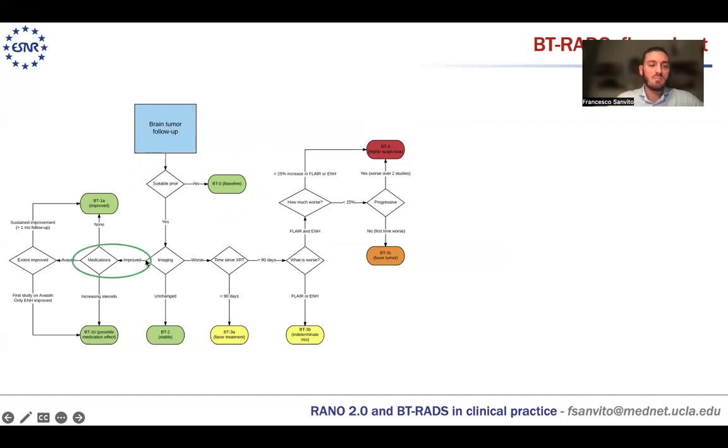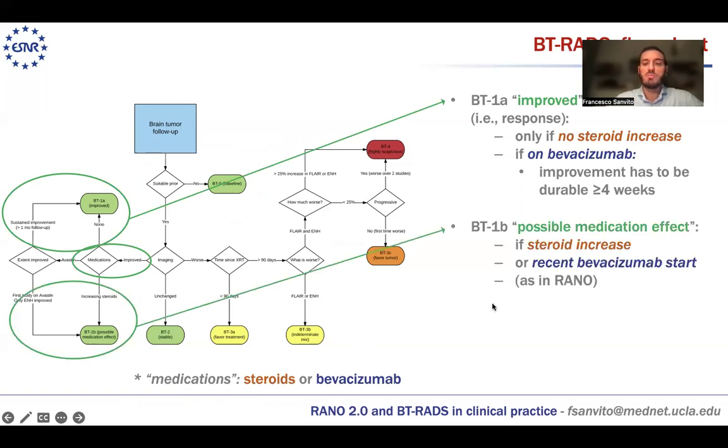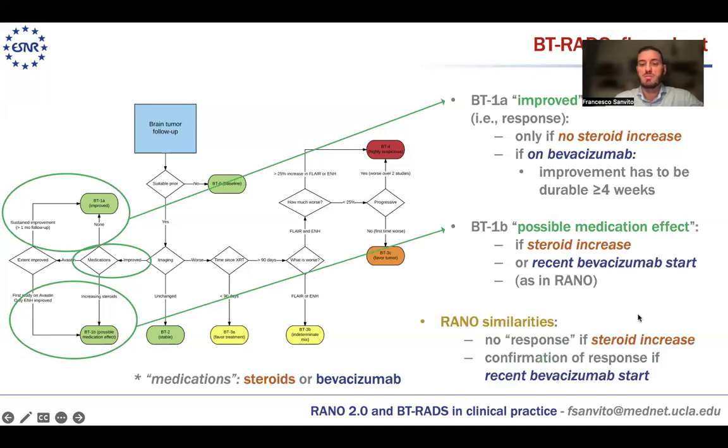If the findings in the follow-up scans are improved, you have to check whether medications, and truly they mean steroids or bevacizumab, have been used, and then you can assign a BT1A class if there is no steroid increase, or if the patient is on bevacizumab but the improvement is seen for more than 4 weeks, or a BT1B, possible medication effects, maybe meaning that the findings are improved, but it could be due to a steroid increase, if that's the case, or for a recent bevacizumab start.